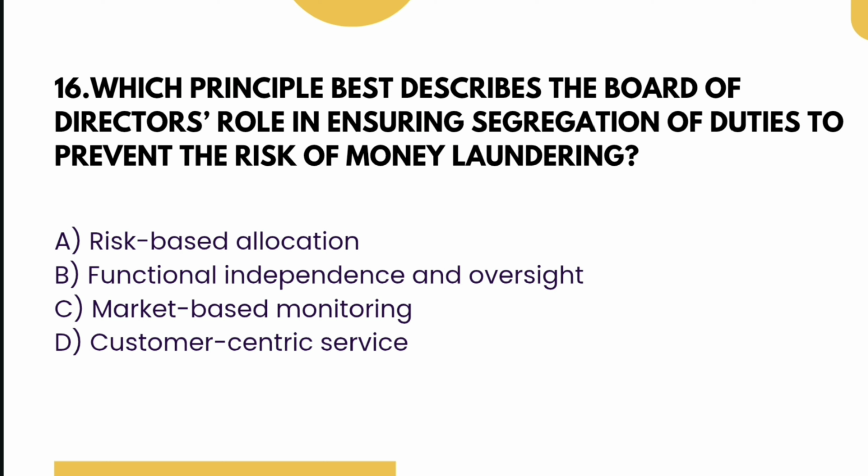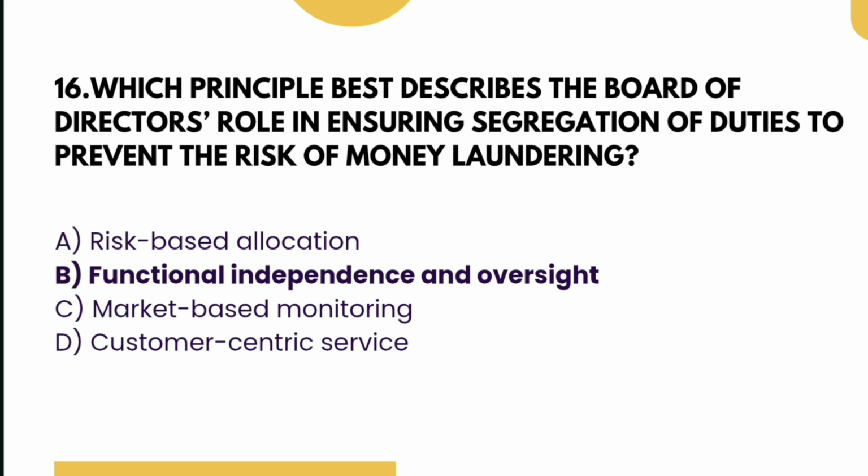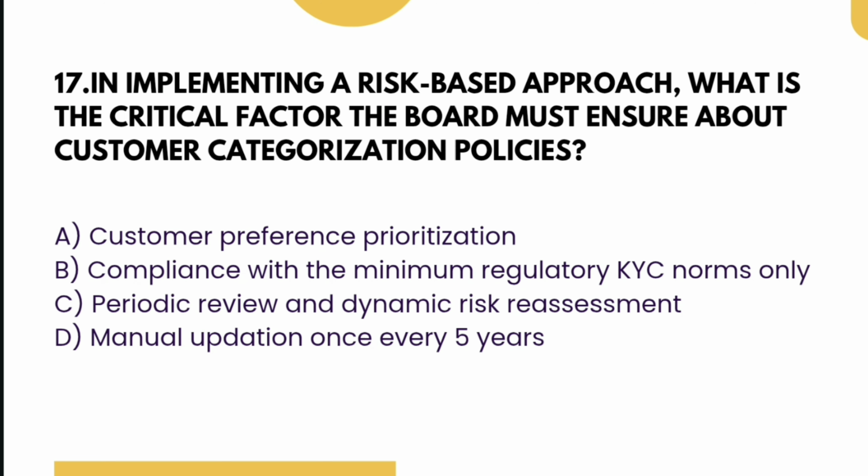Next question, which principle best describes the board of directors' role in ensuring segregation of duties to prevent the risk of money laundering? A, risk-based allocation, B, functional independence and oversight, C, market-based monitoring, or D, customer-centric service? The answer is B.